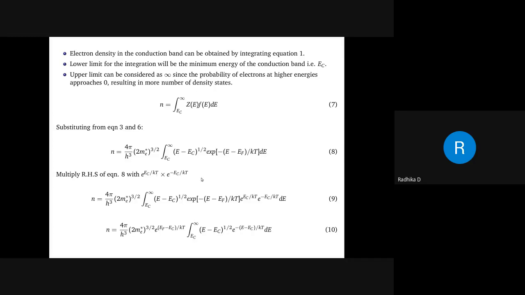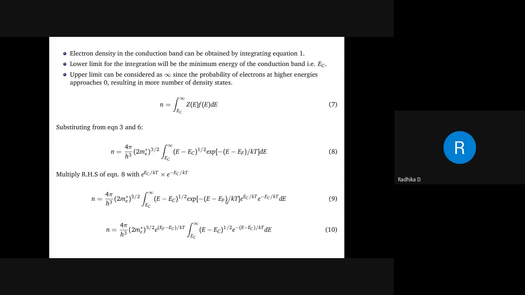So once you multiply this, what happens? Within the integral, you are going to bring it in, right? So 4 pi by h cube (2m_h)^(3/2), integral EC to infinity, (E minus EC) to the power of half, exponential of minus (E minus EF) by KT. All these terms remain as they are. You bring in this product of exponential EC by KT into exponential minus EC by KT, and then dE. The next step, you do a small rearrangement. Take out a few exponential terms, that is your constant 4 pi by h cube (2m_h)^(3/2) as it is.